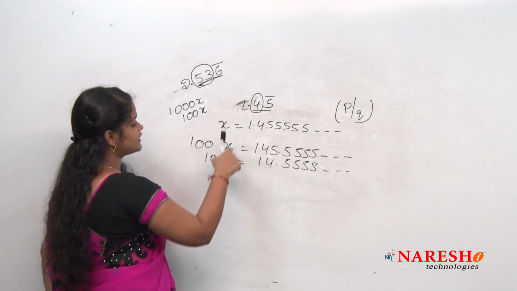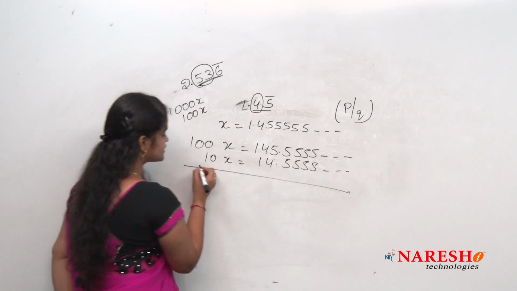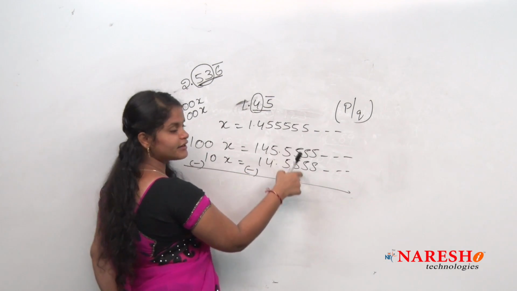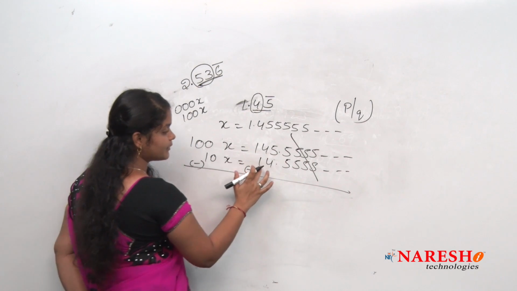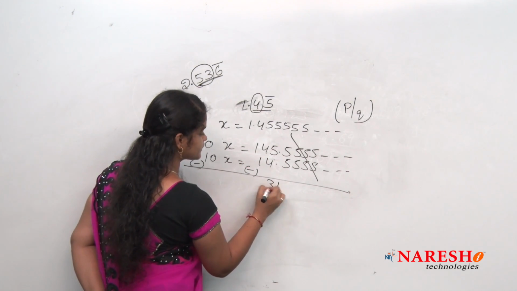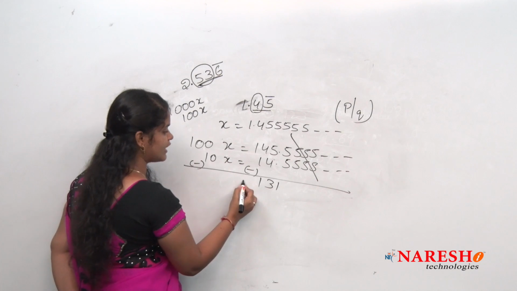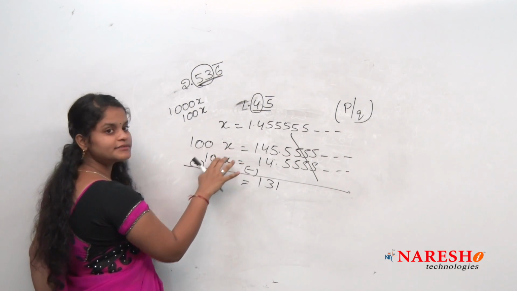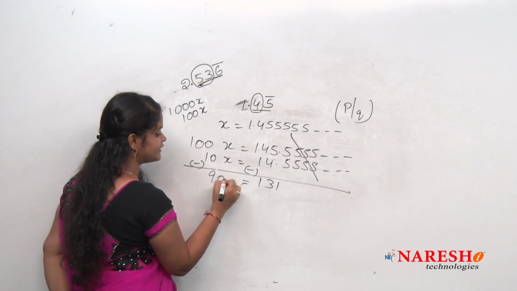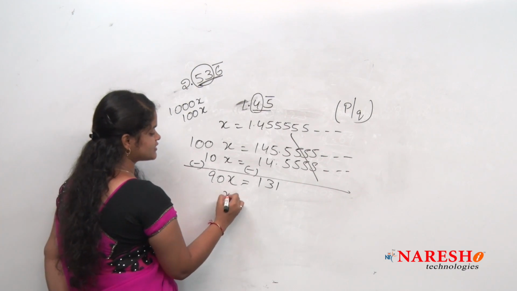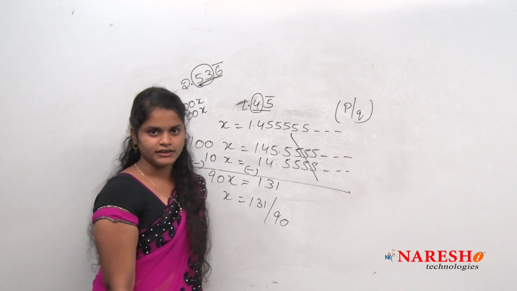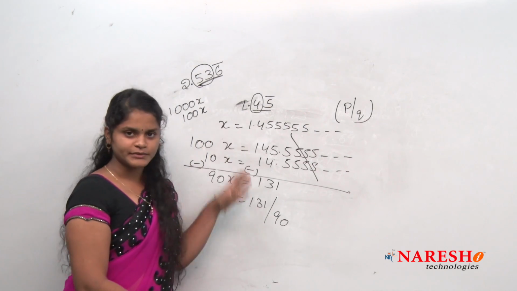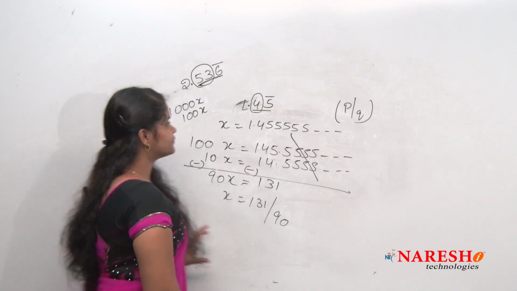Okay. Similarly here, subtract, 5 and 5 will get cancelled. Yes. So 145 minus 14 will be 131 and it is equals to 100x minus 10x, it is 90x. So x is equals to 131 divided by 90. Okay, this is how we will convert a number in the form of P by Q.